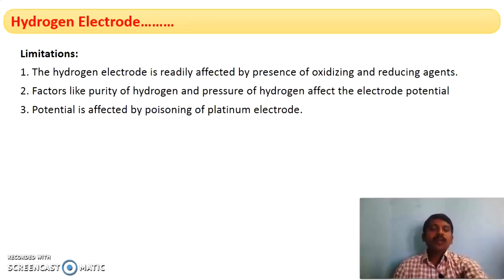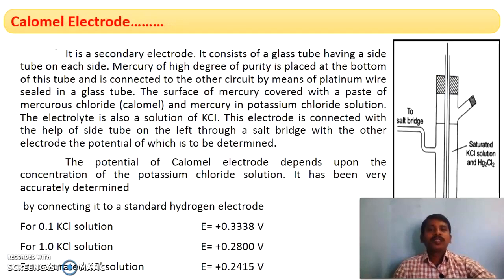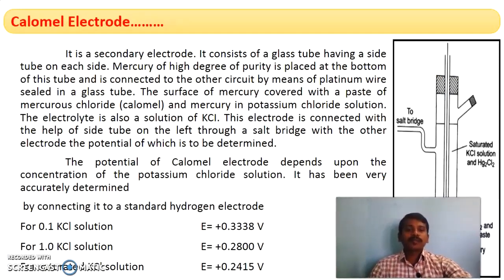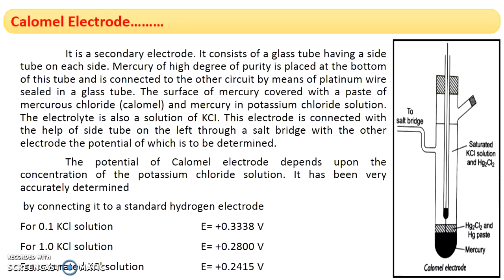Then we'll move on to the next one, that is calomel electrode. Calomel electrode is another reference electrode, but this is a secondary electrode. Secondary reference electrodes are the electrodes whose potential is known, but that is determined by connecting with a primary reference electrode. So calomel electrode is widely used as secondary reference electrode.